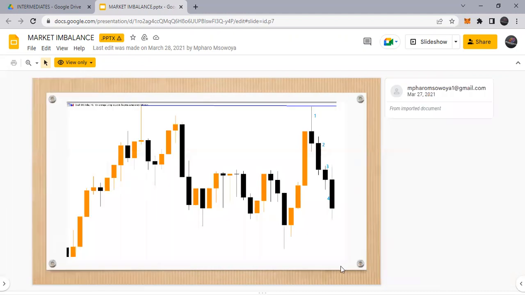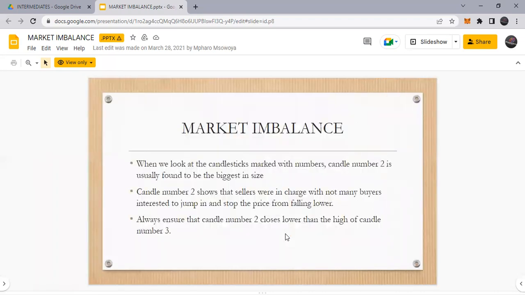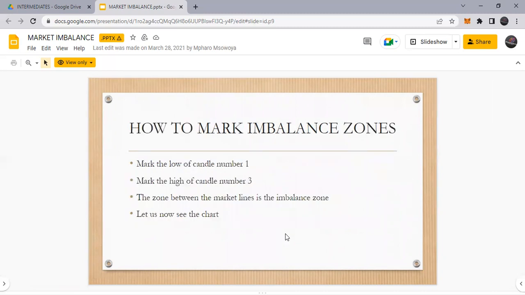So this is what we mean. The close of candle number 2 is lower than the high of candle number 3. That is what we are saying here, that it should close lower than the high of it. Mark the low of candle number 1. Mark the high of candle number 3. The zone between the marked lines is the imbalance zone.